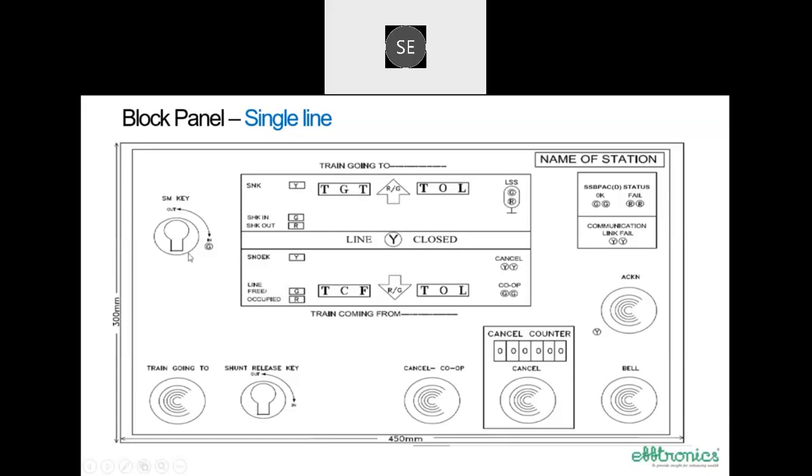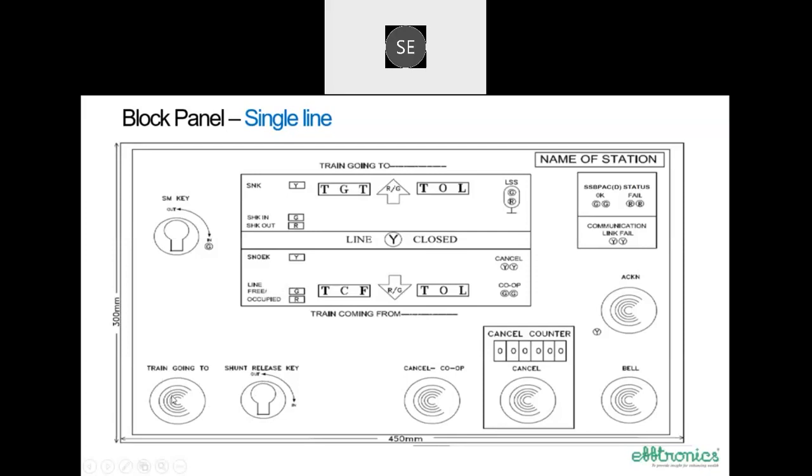This SM key is for ensuring only the authorized person is operating the panel. And the shunt release key permits shunting, it enables shunting. And the second point is it can be used for blocking line clear. So it prevents the other station master from taking line clear if you keep this shunt release key in. Shunt release key in prevents the other station master from taking line clear, or it blocks line clear. At the same time, shunt release key in enables shunting at the same station.